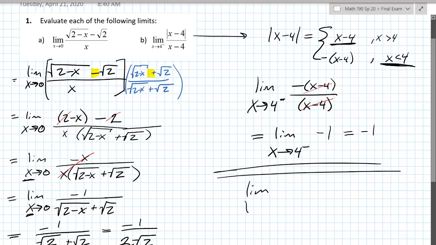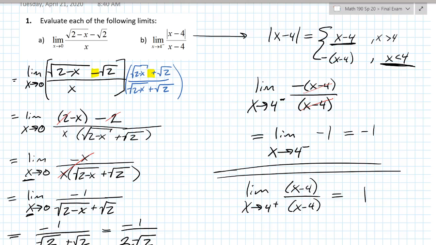On the other hand, if the question had been worded like this, from the right, now we would have to use the x minus 4, since it would be positive already, and then this would give us, skipping a step, 1 as our limit. And if you were to sketch this graph, you would see a jump in the graph at the point when x is equal to 4. Of course, the function is not defined at x equals 4, but on one side you'd see a negative 1, and on the other side you'd see a positive 1.